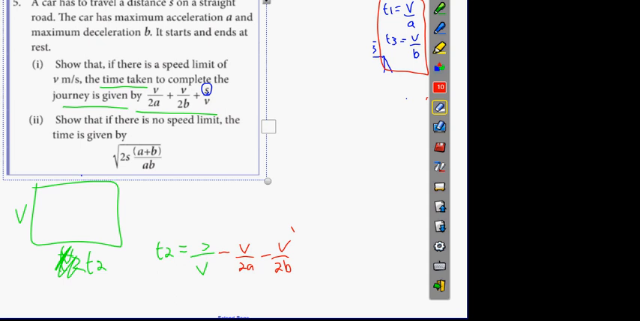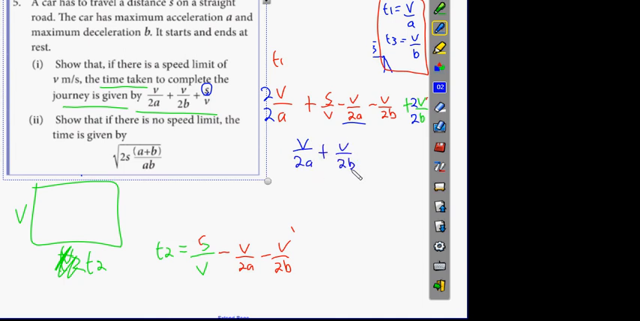It's all there. I have T1, which is P over A. T2, which is this massive pile here, which is S over V minus V over 2A minus V over 2B. And then finally I have T3, which is V over B. Now, what I'm going to do next is I'm going to interact the two of these objects. I'm going to say that's 2V over 2A, that's 2V over 2B. And why would I do that? Because 2V minus V, V over 2A, plus V over 2B, plus S over V.